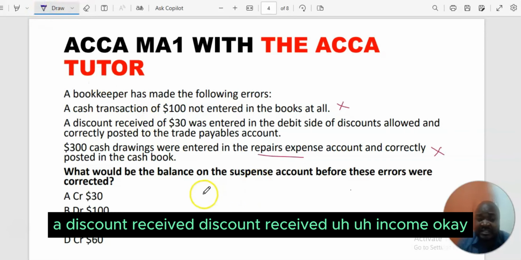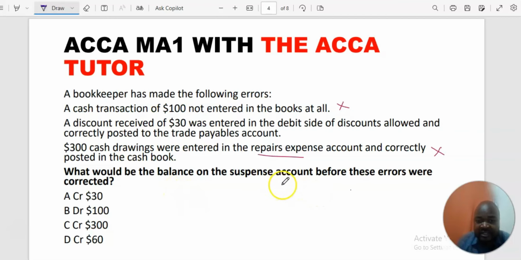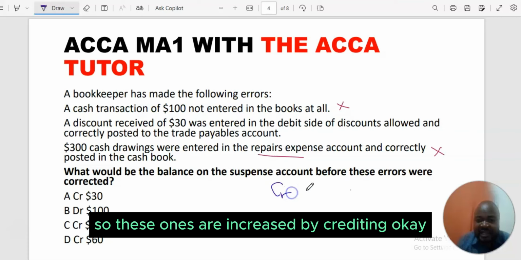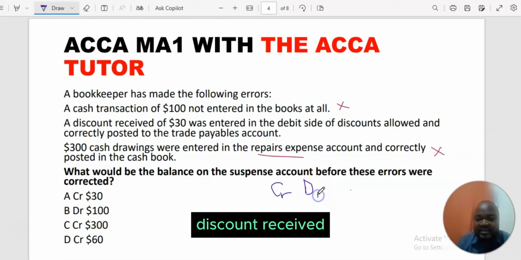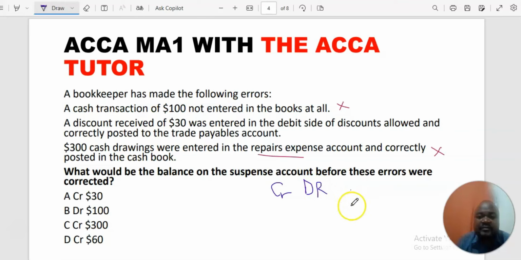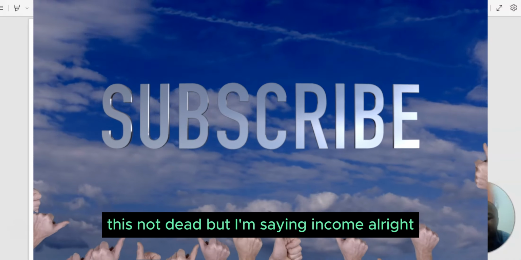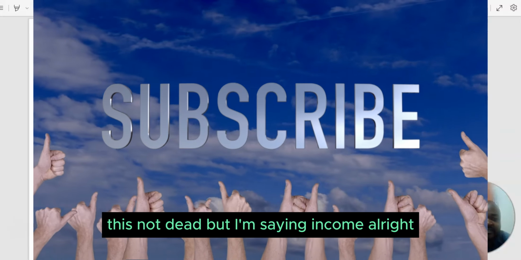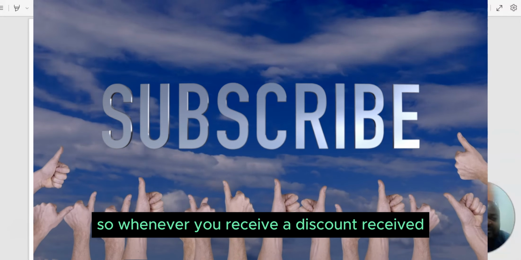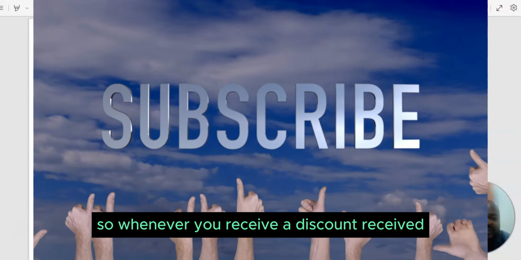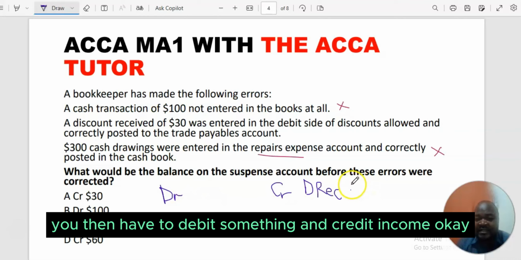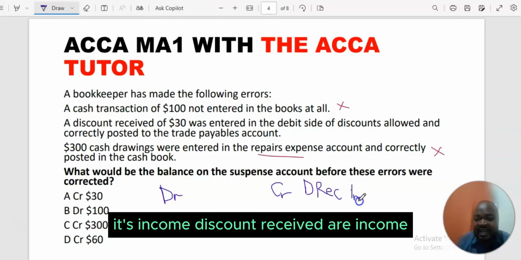Discounts received are income. Okay, so these ones are increased by crediting. This is not debit, but I'm saying income. All right, so whenever you receive a discount, you then have to debit something and credit income. Okay, it's income. Discounts received are income.